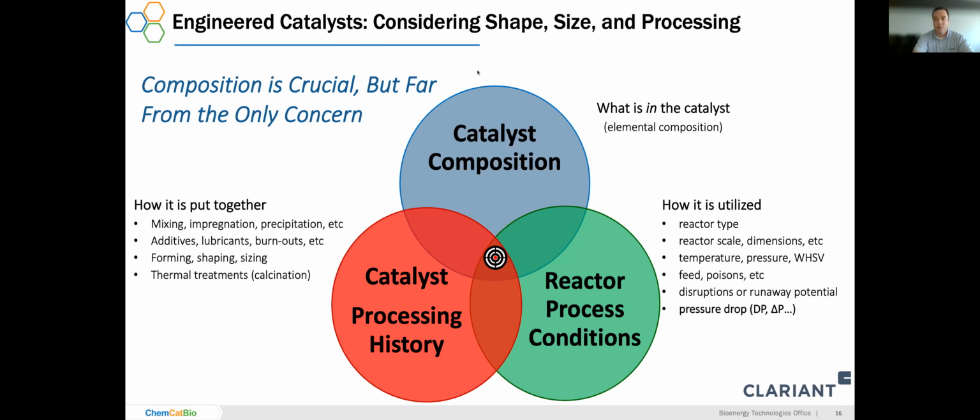Well, that's very strongly linked to the third circle, the green circle in this Venn diagram, which I describe as the reactor process conditions. How are we going to utilize this catalyst? What type of reactor, scale, dimensions, lots of considerations. One of the very important considerations is the pressure drop that the reactor is designed to accommodate.